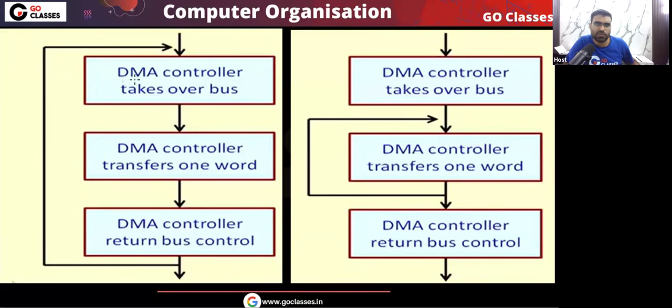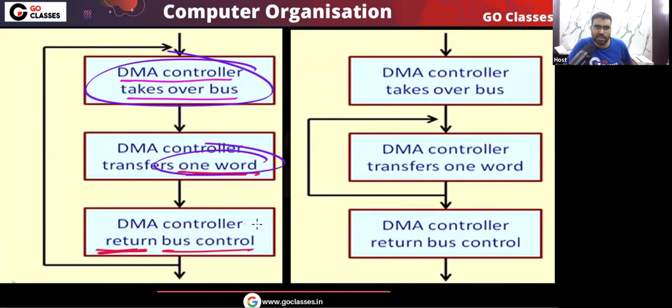The first diagram, see what the first diagram is saying. The DMA controller takes over the bus, meaning the DMA is now the master of the bus. When the DMA is master of the bus, it will transfer one word, and then return the bus control, and then take the control again, transfer one word, then again give up the control of the system bus. What is this mode called? This is called cycle stealing mode, yes or no? See, the DMA is taking control of the bus, transferring one byte or one word, then giving up the control. So this is called cycle stealing mode. The first one is the cycle stealing mode.